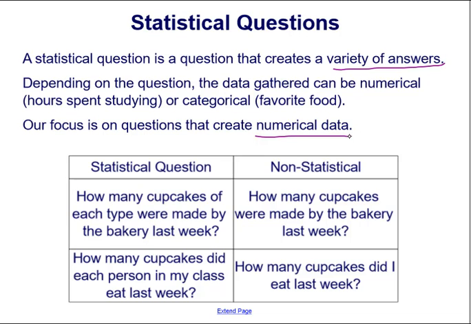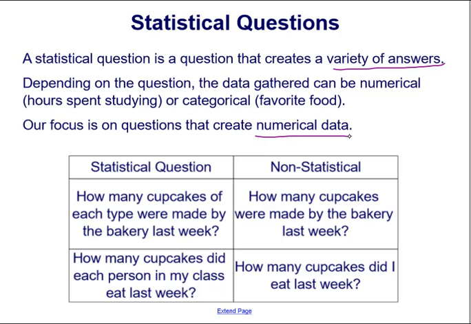So to show you the difference there, we have a statistical question of how many cupcakes of each type were made by the bakery last week. So let's say you have chocolate cupcakes. That would be one number for that. You have vanilla cupcakes, strawberry cupcakes, peanut butter cupcakes. You're going to get a lot of different answers or numbers for the types of cupcakes and the amount that were made in the bakery last week.